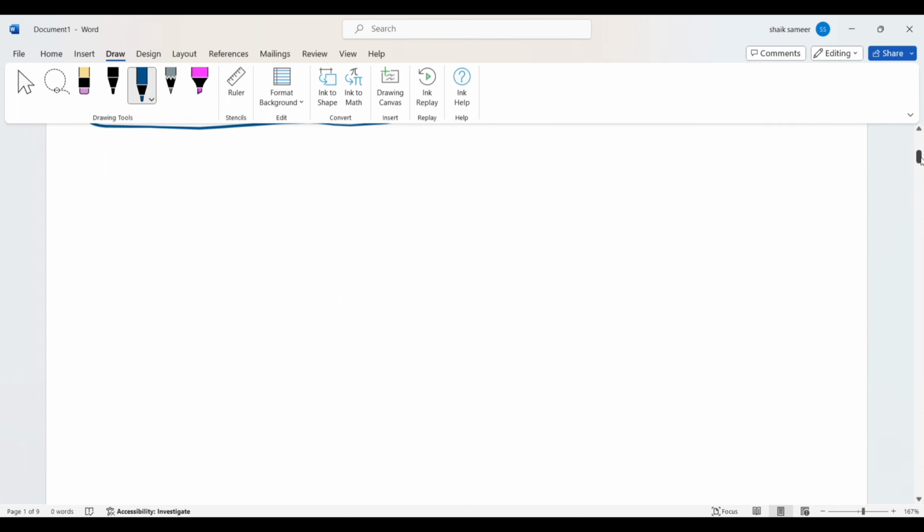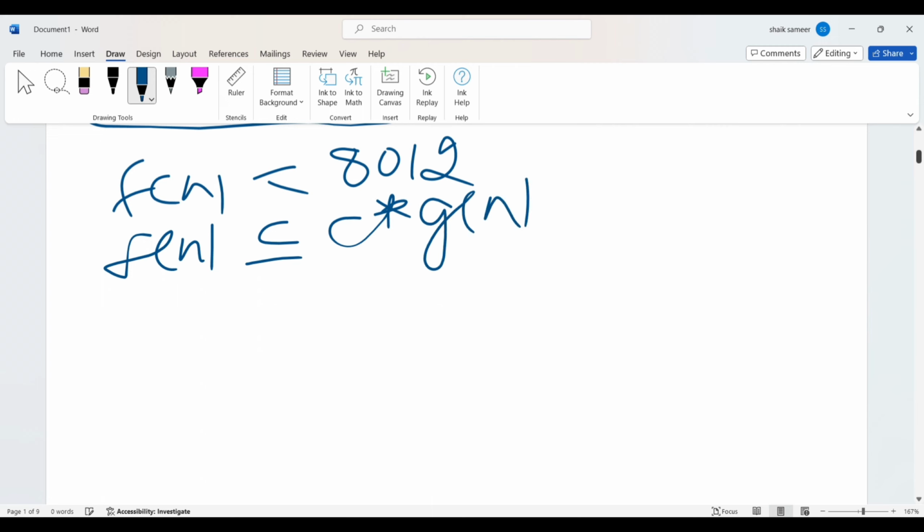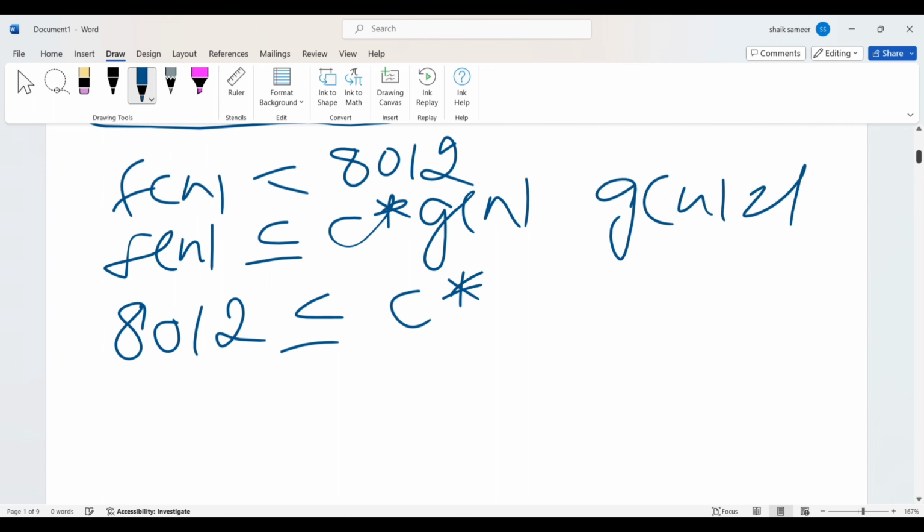Given function f of n is equal to 8012. F of n is already given. Now we know that f of n is less than or equal to c into g of n. So you have to substitute the f of n value here. In the place of g of n we have to substitute 1, because the function is a constant function. Then 8012 should be less than or equal to c into 1. Substitute any value of c here.